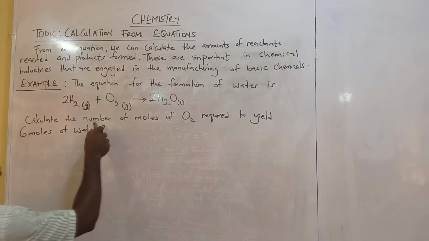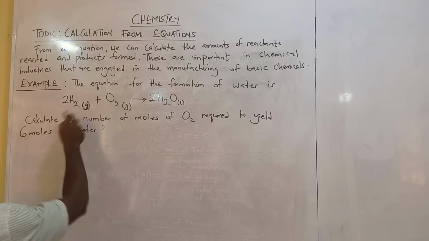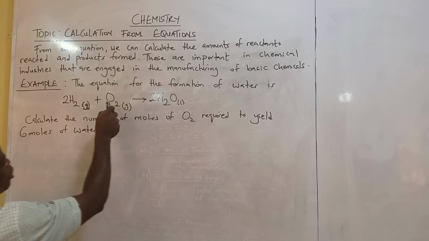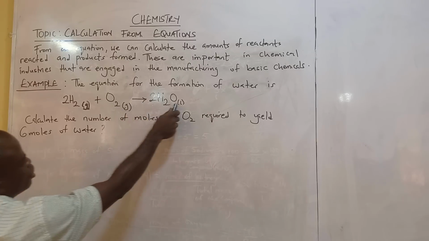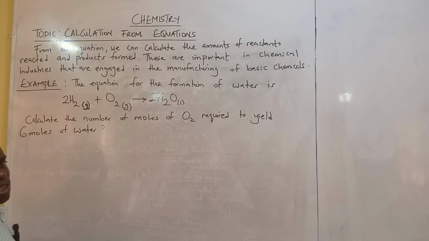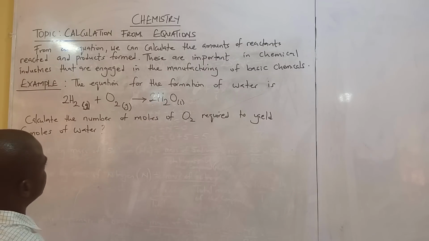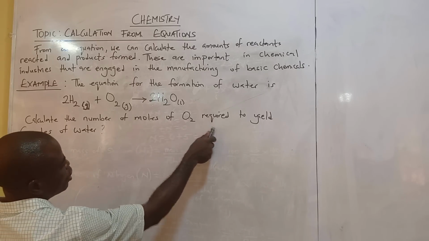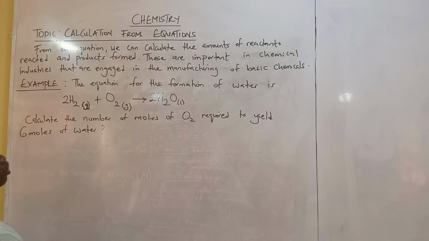Now, let's see the equation. 4 hydrogen, 2 oxygen. The 2 at the front affects this oxygen likewise. That means that they are both balanced. Now you have to calculate the number of moles of oxygen required to yield 6 molecules of water.